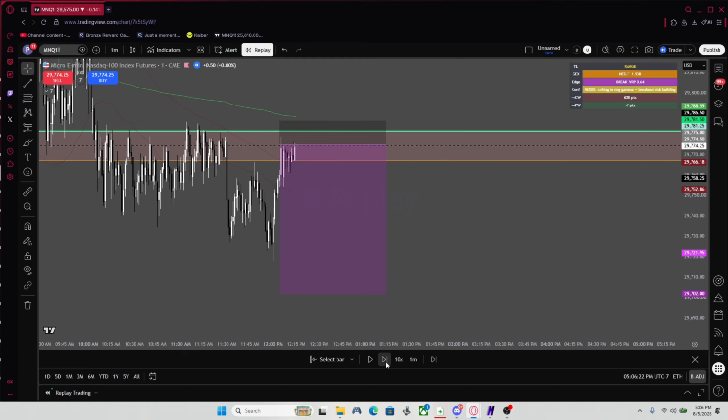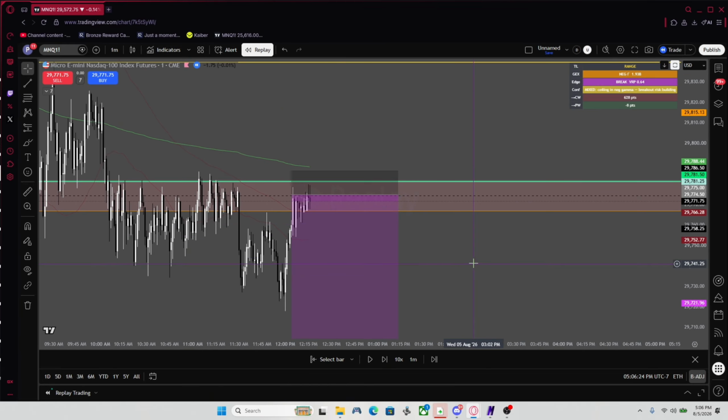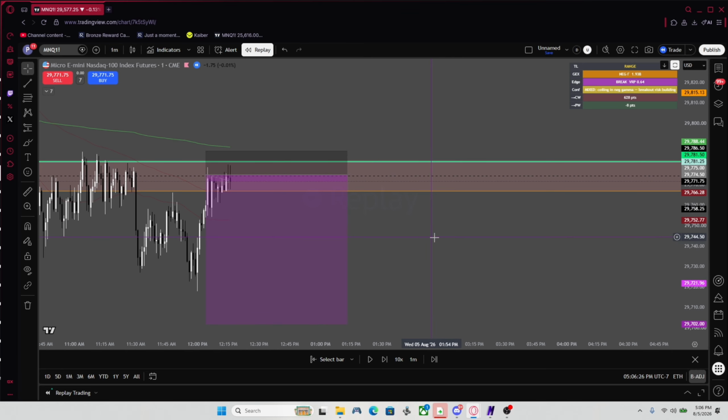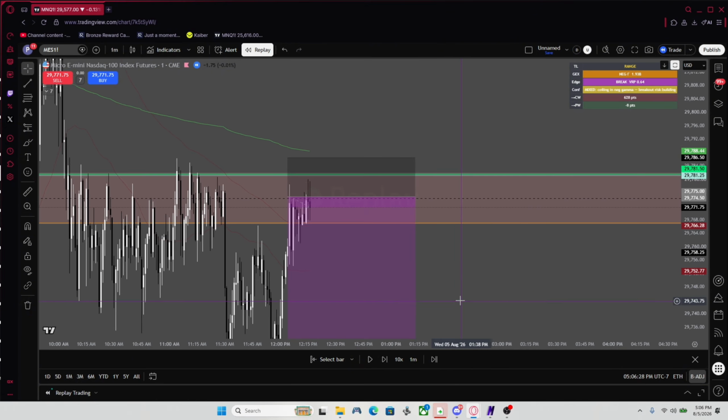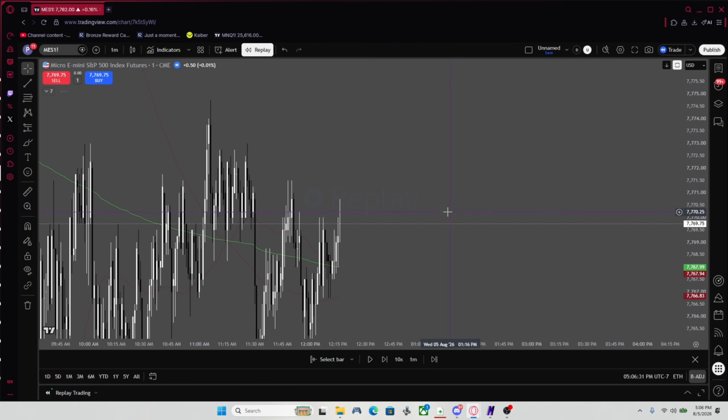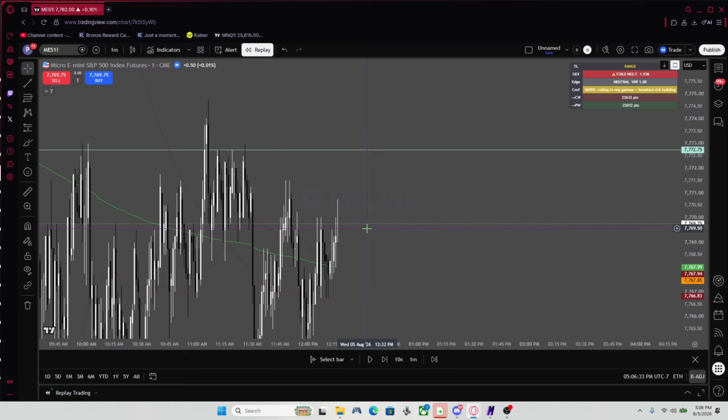Again, we're in that kind of ranging market, so we're not expecting this short-term pump up to hold, especially off a key level like this. And I want you to notice the SMTs. So this was really important.